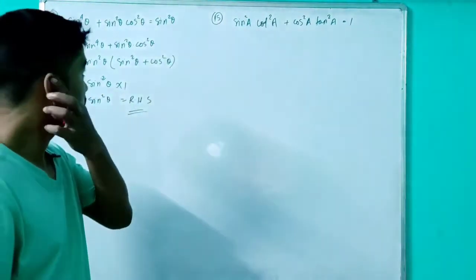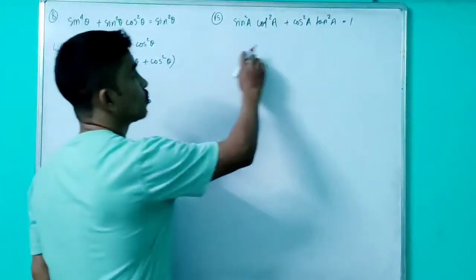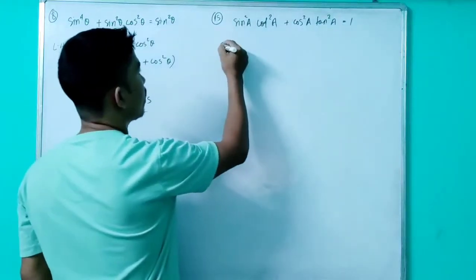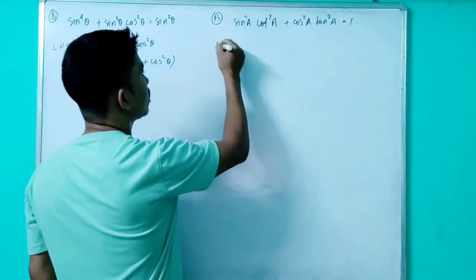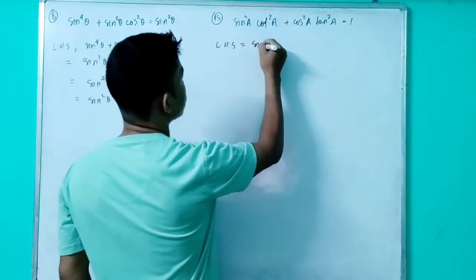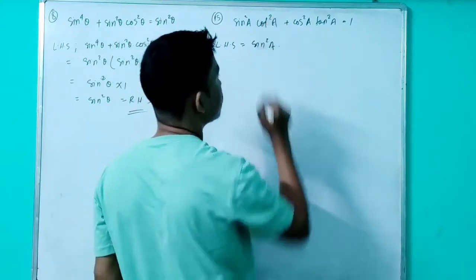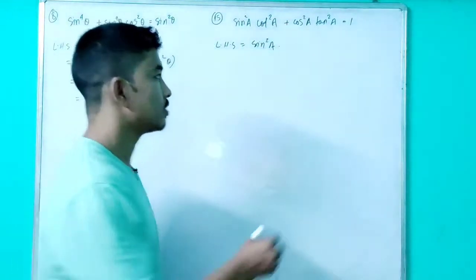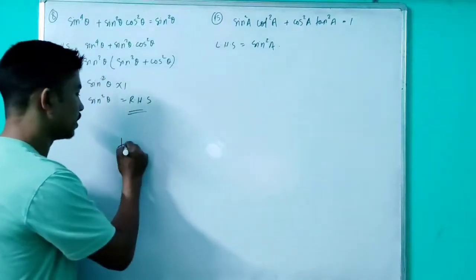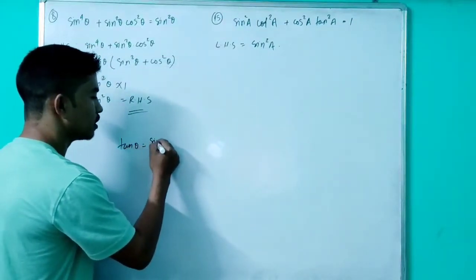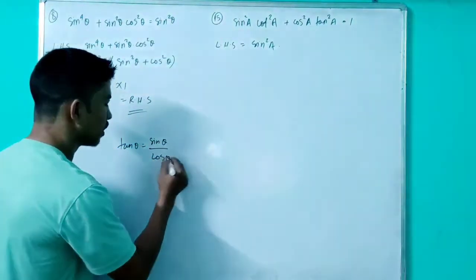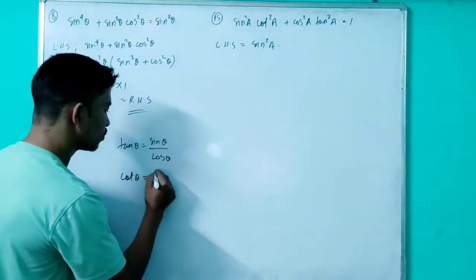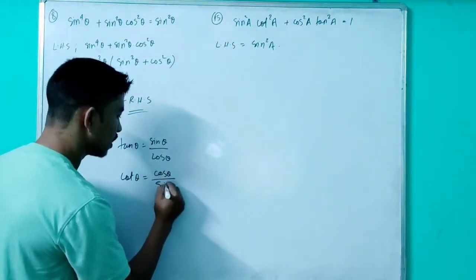Now another question that I have taken, question number 15. You need to prove it. So what will I do? I will write this as, again the left hand side is equal to sin square A into cot square A. Since tan theta is equal to sin theta divided by cos theta, therefore cot theta will be equal to cos theta divided by sin theta.